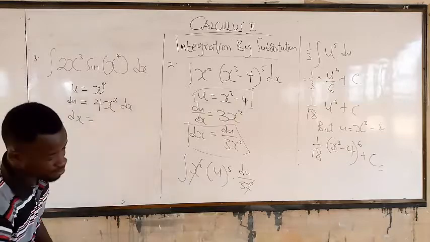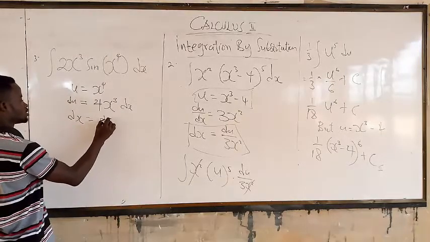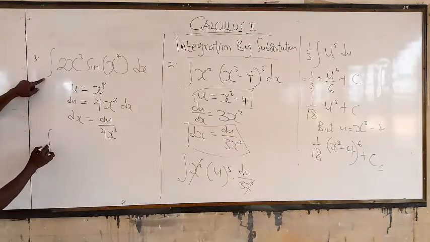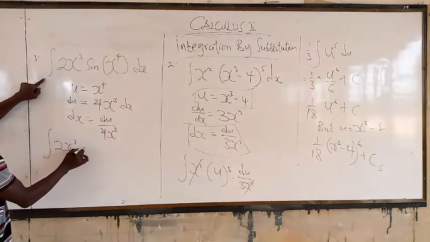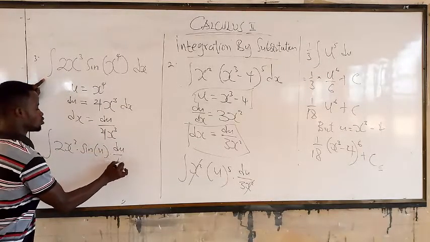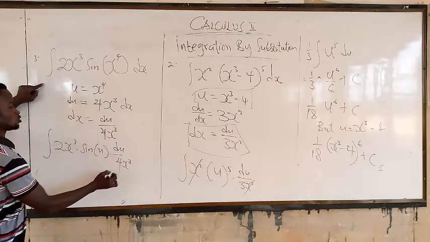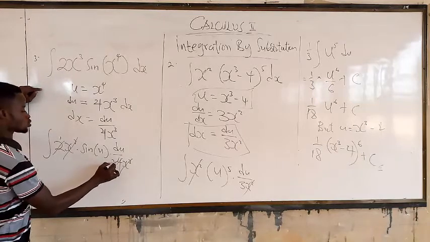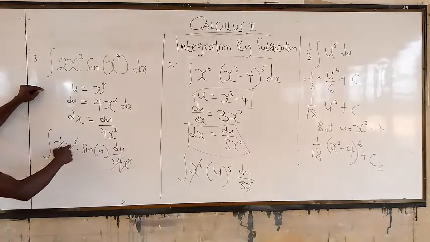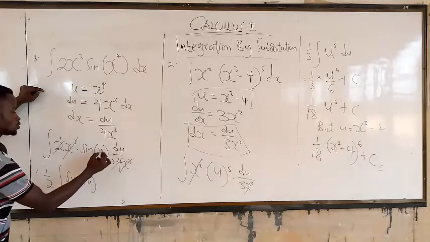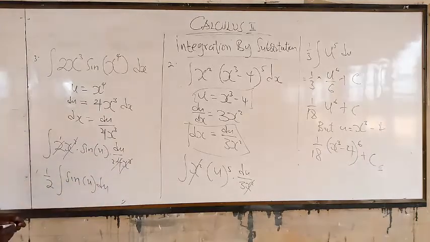So we divide both sides by what? This. So we get du over 4s to the power 3. So by substitution, we get 2s to the power 3 sine u du over 4s to the power 3. So this will cancel this. This goes here 1, this goes here 2. And the constant in this is 1 over 2. Integral of sine u du. Beautiful.